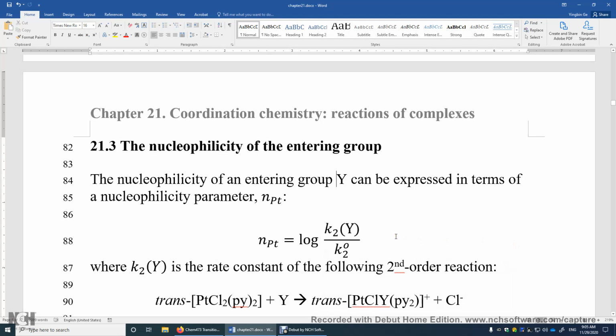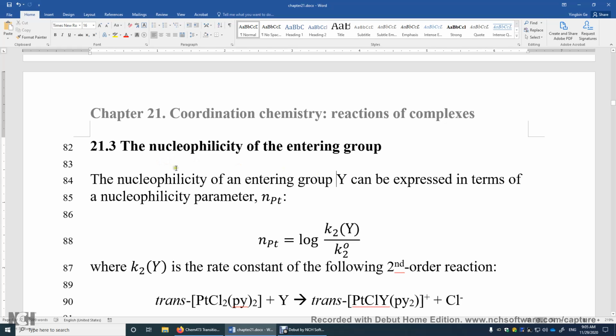Section 21.3. The nucleophilicity of the entering group. The nucleophilicity is a measure of how fast or slow the association reaction between the entering group Y and a transition metal is in the ligand substitution reaction. So this entering group Y is going to replace a leaving group X in this ligand substitution reaction.